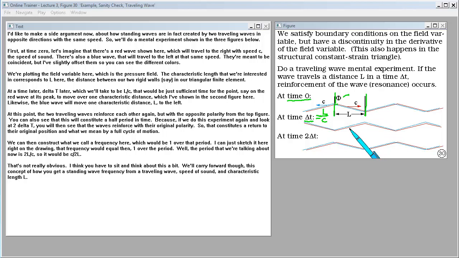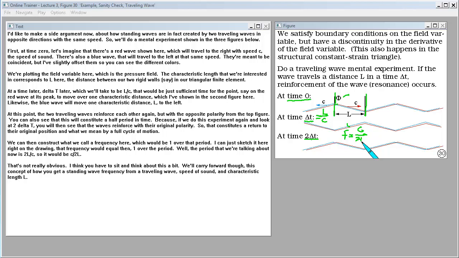You can also see that this will constitute a half period in time, because if we do this experiment again and look at 2 delta t, you will see then that the waves reinforce with their original polarity. And so that constitutes a return to the original position and what we mean by a full cycle of motion. We can then construct what we call a frequency here, which would be 1 over that period. I can just sketch it here right on the drawing, that frequency would equal 1 over the period. Well, the period we're talking about now is 2L over c, so it would be c over 2L.